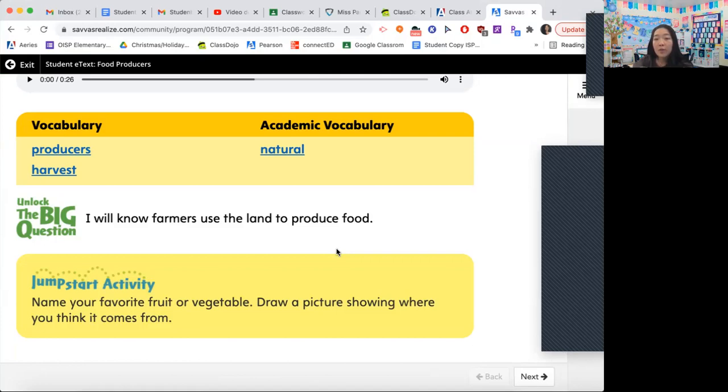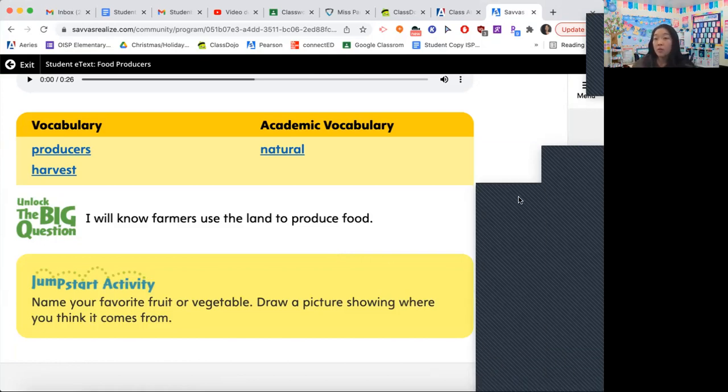Now, name your favorite fruit or vegetable, draw a picture showing where you think it comes from. So you don't need to draw a picture, but you're going to talk about it. I'm going to put you guys into breakout rooms of 3, and you are each going to talk about your favorite fruit or vegetable and where you think it comes from.